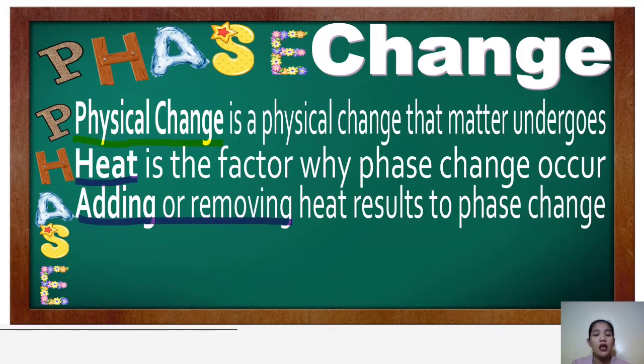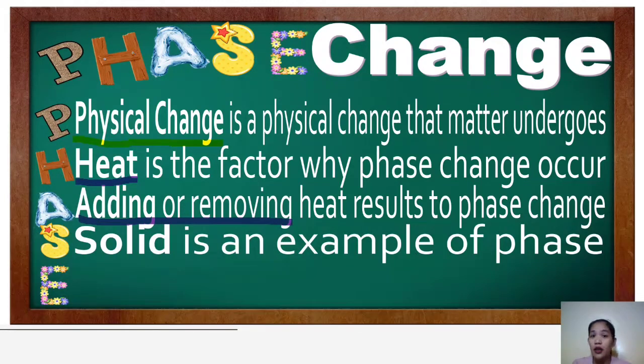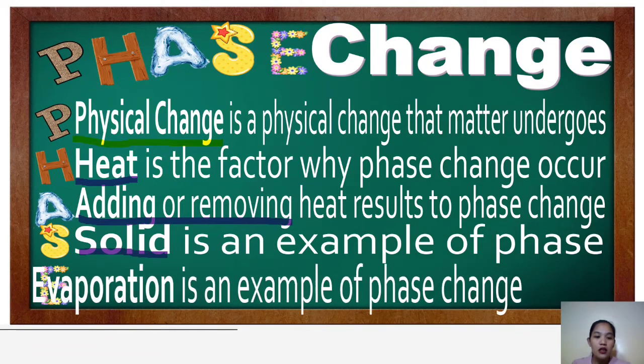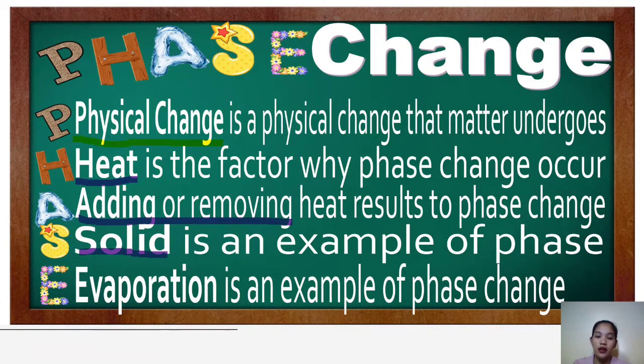What about letter S? S stands for solid, and solid is one of the common states of matter aside from liquid and gas. Take note, S stands for solid. It is an example of phase or state of matter. And what about E? E stands for evaporation. Evaporation is a form of phase change. So take note again, evaporation is an example of phase change, one of the processes of phase change.